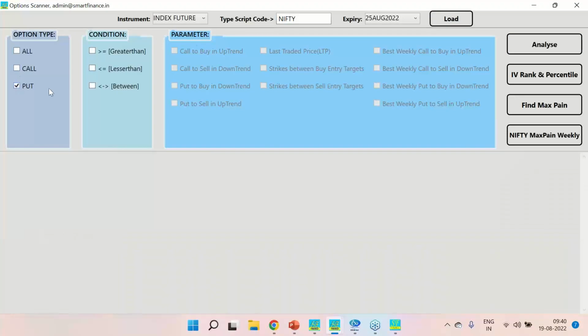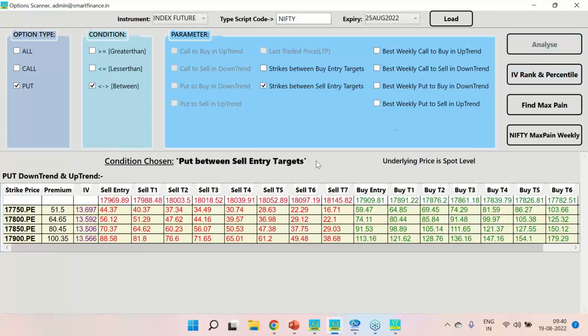So in a downtrend, if I want to buy put options, the strikes between the sell entry and the targets are recommended today: 17,900, 17,850, 17,800 and 17,750. These 4 strikes are recommended if I am an option buyer.